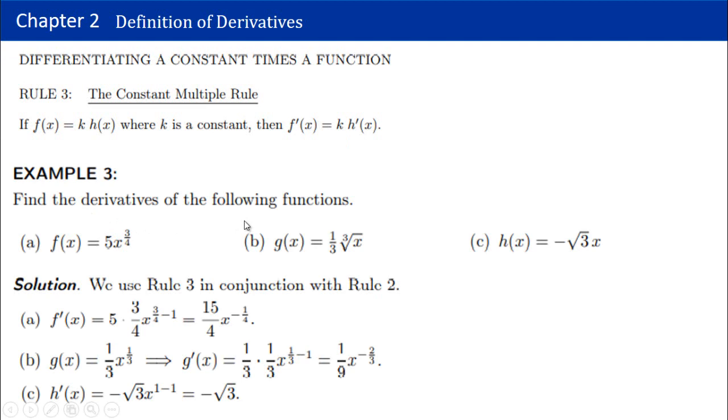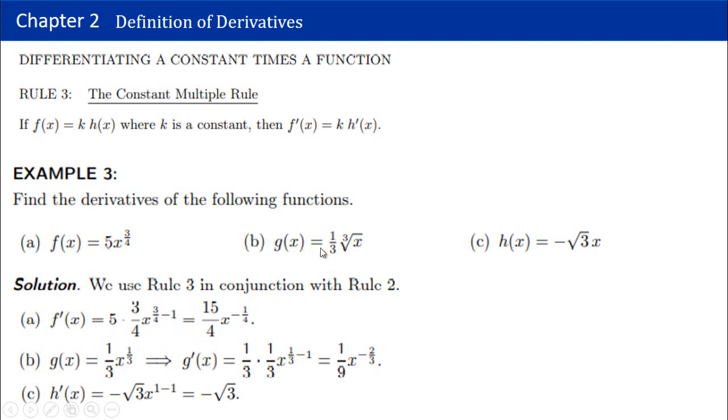Find the derivatives of the following function, yung 5x to the power of 3 over 4. So, it means itong 5 ay factor, and then ang derivative ng x to the power of 3 over 4 ay 3/4 times x to the power of 3 over 4 minus 1, kasi ito ay power rule. So, ang magiging result ay 15 over 4 times x raised to the power of negative 1/4.